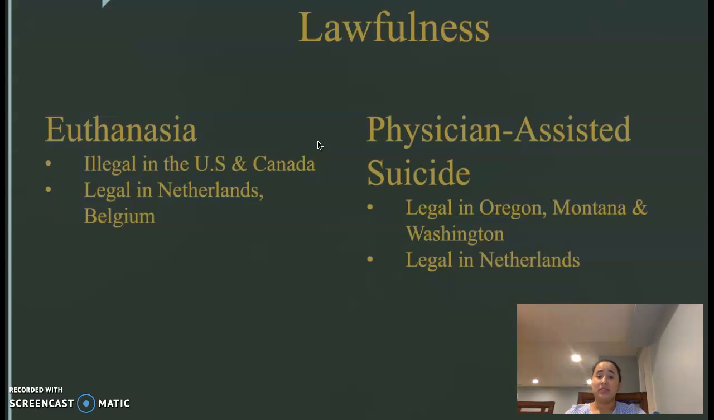But we're going to be discussing the lawfulness as well. So euthanasia is illegal in the United States and Canada. Euthanasia is legal in the Netherlands and Belgium. Physician-assisted suicide is legal in the United States in the following states. We have Oregon, Washington State, Vermont, Colorado, and it is also legal in the Netherlands.